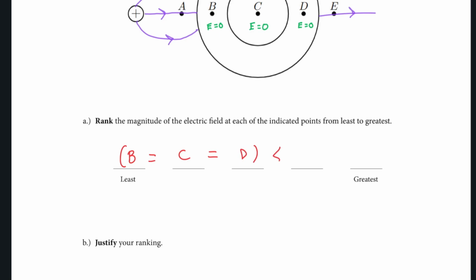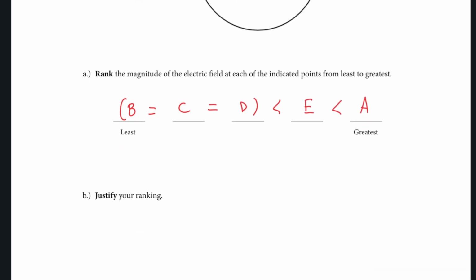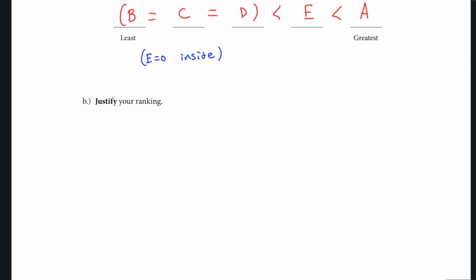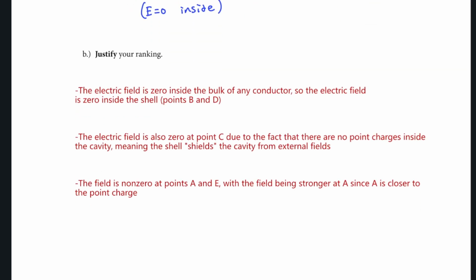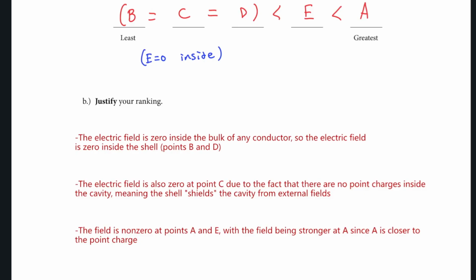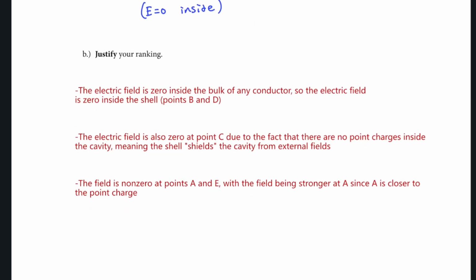And then A is closer to the charge, so it has a higher E field at that location. So again, it should be noted that E equals 0 inside a conductor is basically what's ensuring that. So here's our ranking. It's 0 inside the walls of the conductor, so that makes B and D 0. But C is 0 for a slightly different reason. C is 0 because it's shielded from external fields. So there's nothing inside that cavity, so there's no way the field could not be 0.